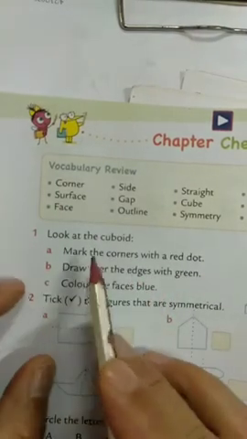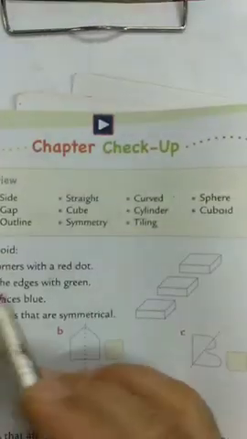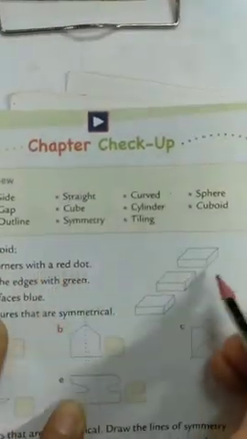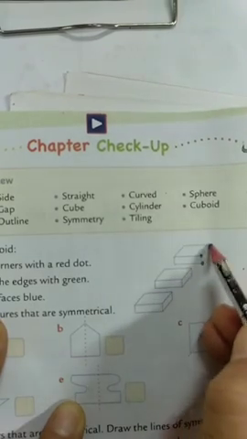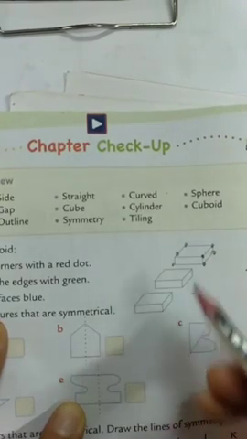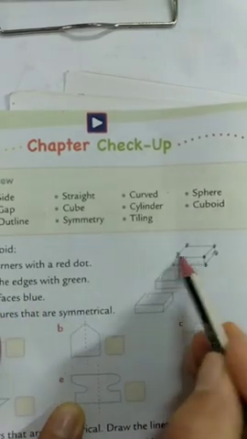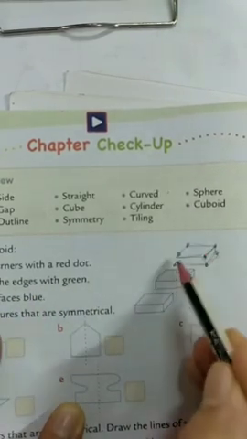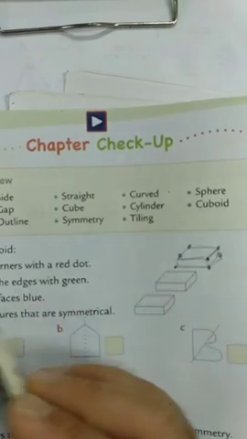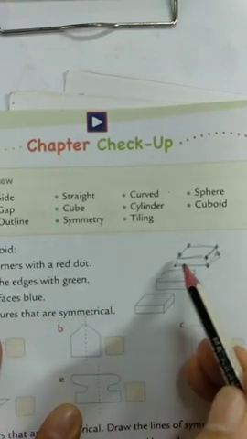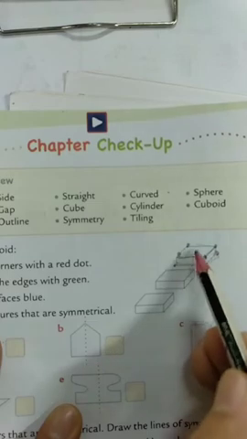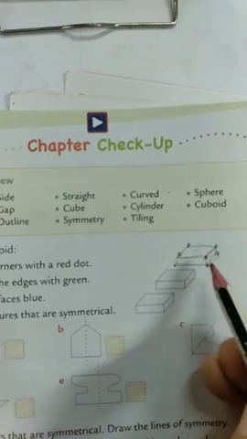Now let's go for the chapter checkup. Look at the cuboid. This is the cuboid. They are saying mark the corners with red dots. These are the corners of the cuboid, but I am using pencil, you have to use red dots. Draw over the edges with green. These edges you have to draw with green. Edges means lines. Color the faces blue. Blue color you can do here. These are the faces. 3 faces are shown here.